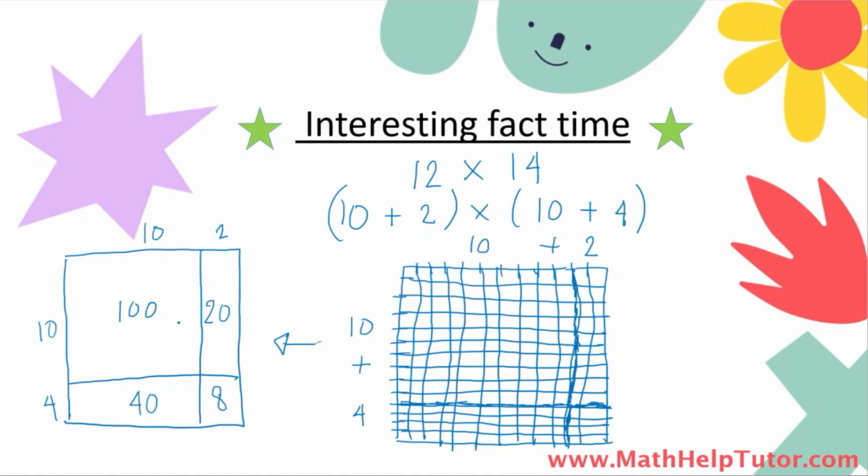Since these numbers just tell us how many squares there are in each region, it means that if we add all these numbers up, it gives us the total number of squares inside this bigger rectangle. So let's add 100, this big region, plus 40, this region, plus 20, this region, and 8. If we use the standard algorithm to add these numbers, it's going to give us 168, which is the answer to 12 times 14.